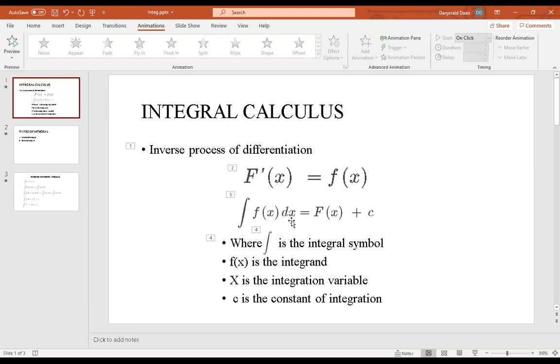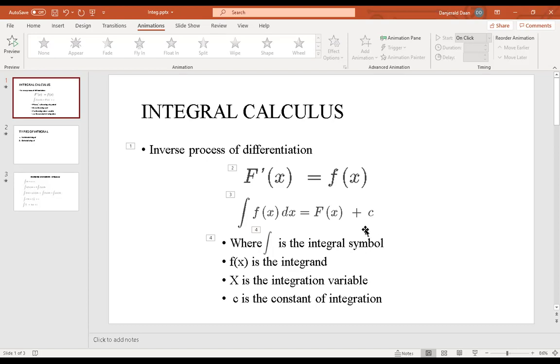The x here in dx is the integration variable, which means that our function depends on this integration variable. And lastly is the integral itself, or the answer, which is the integral or the antiderivative, F of x plus c. And the c is denoted as the constant of integration.